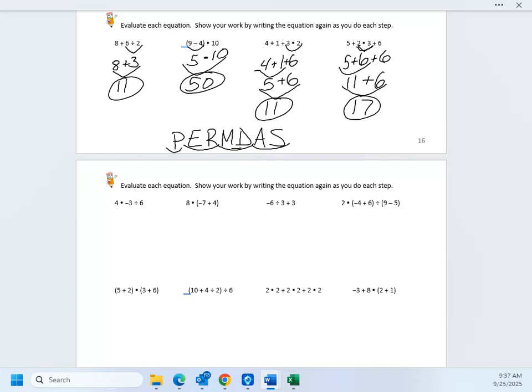I know it's super easy to say, well, I know that the next thing is plus 6, so I'm just going to put that 17. Get in the habit of rewriting the equation every time. It seems like so much extra work that I don't need to do, but you do need to do it. You need that habit. You form the habit now, it makes life easier in the future.